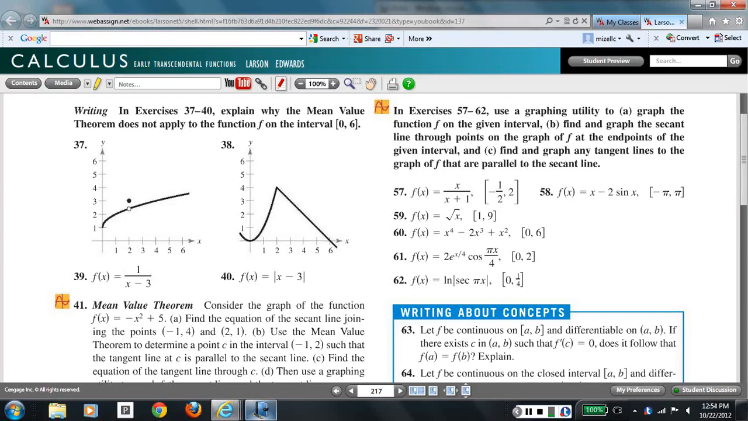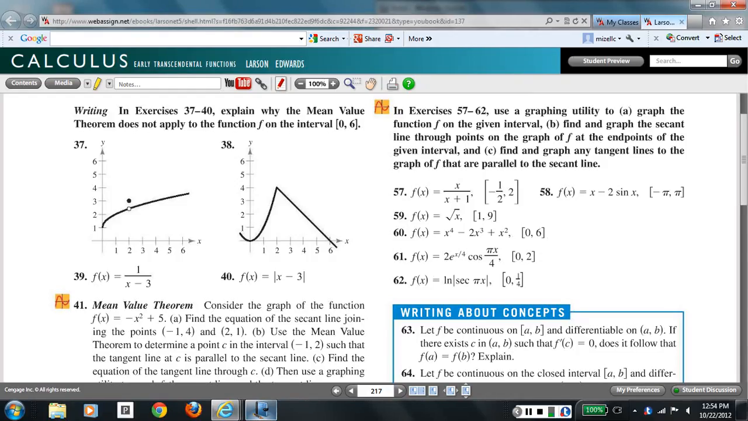Why not for 38? We got that sharp corner. I guess it's somewhere between a corner and a cusp, and it's a point of non-differentiability at 2. It has to be differentiable on the open interval from 0 to 6, and that one's not differentiable there, according to the picture. So that's why the mean value theorem does not apply.